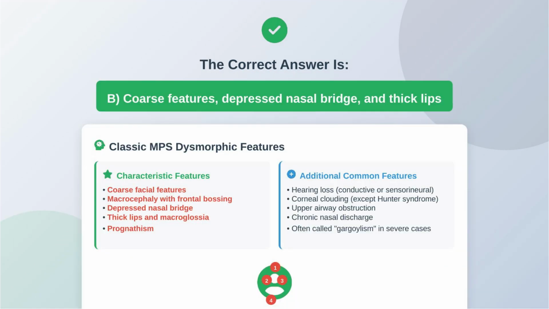The classic dysmorphic features of MPS include coarse facial features, depressed nasal bridge, and thick lips. This characteristic facial appearance, often called gargoylism in severe cases, results from glycosaminoglycan accumulation in soft tissues. Additional common features include macrocephaly with frontal bossing, prognathism, hearing loss, and corneal clouding in most MPS types except Hunter syndrome. Upper airway obstruction and chronic nasal discharge are also frequently observed.